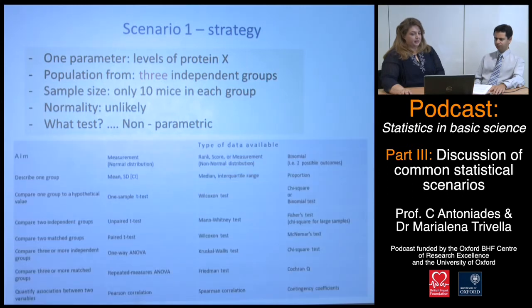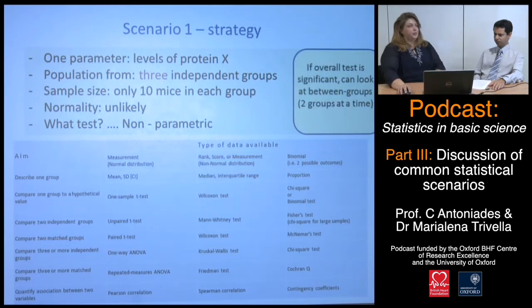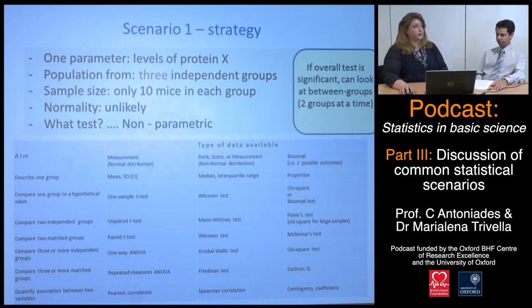Let's go back to the statistical test table. We now move on to see where we have 3 independent groups to compare. Again, we are staying with the non-parametric tests. And following the decision line, we can be guided to the Kruskal-Wallis test. I'd just like to say here that this test will give us a significance level considering all 3 groups at the same time. If the overall Kruskal-Wallis test is significant, that means that at least one of the pairwise comparisons between the 2 groups is significant. But at this stage, we don't know which one.